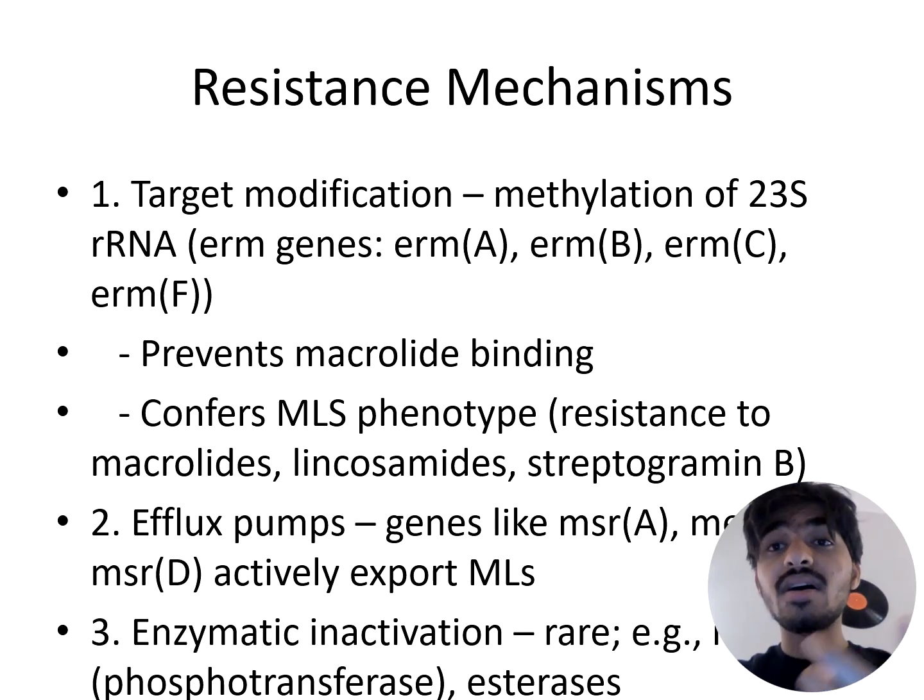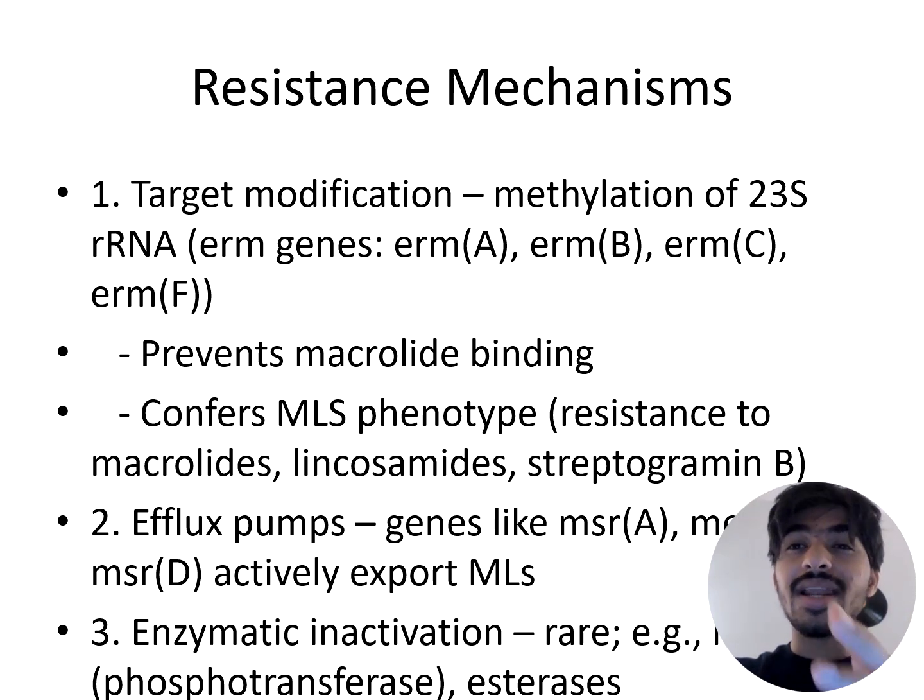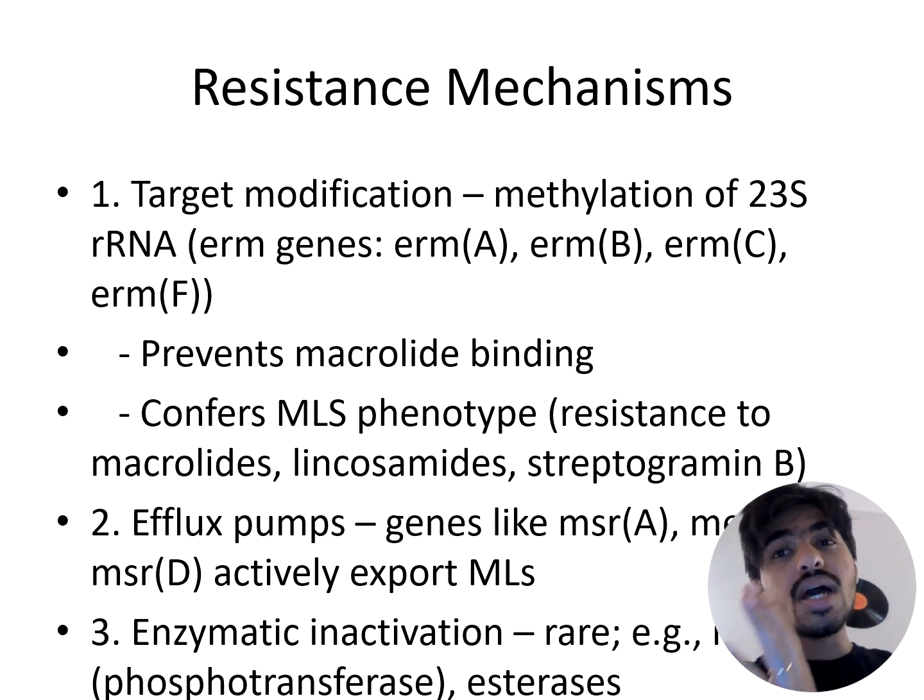The second one is efflux pumps. These actively pump macrolides out of the bacterial cells, and they are encoded by genes like msrA, msrD, and mefA, which are common examples. Coming to enzymatic inactivation, as I told you before, it is rare but reported. An example is mphC, which encodes a phosphotransferase enzyme that inactivates the macrolides.